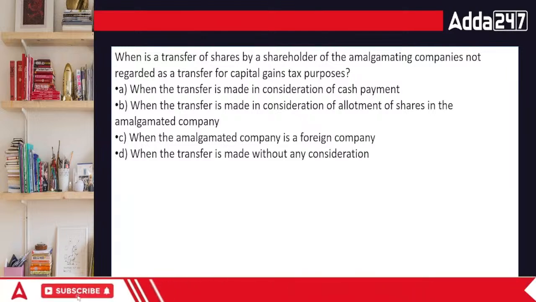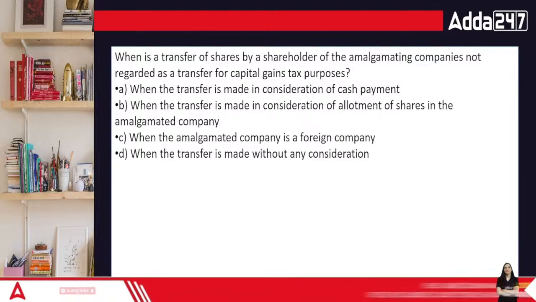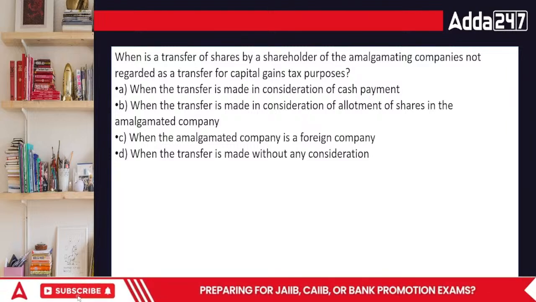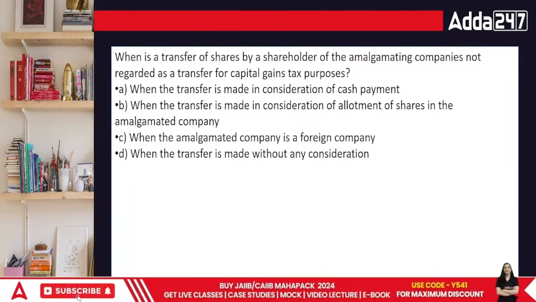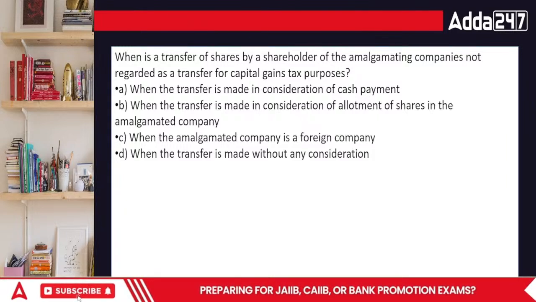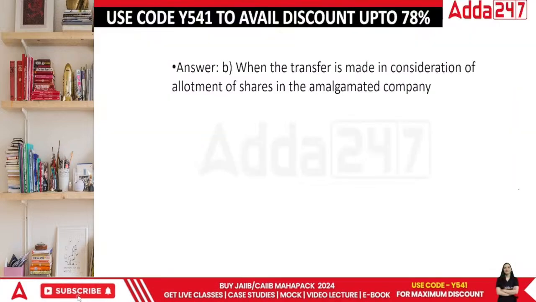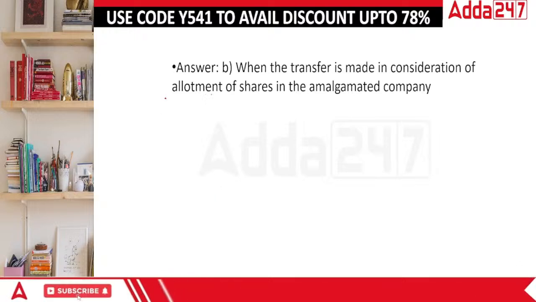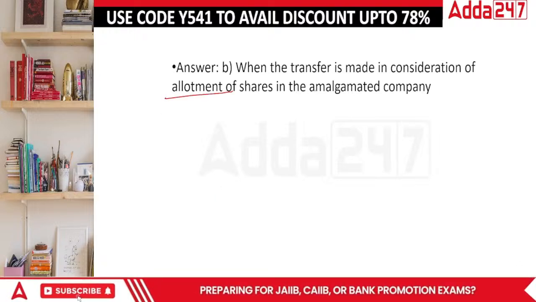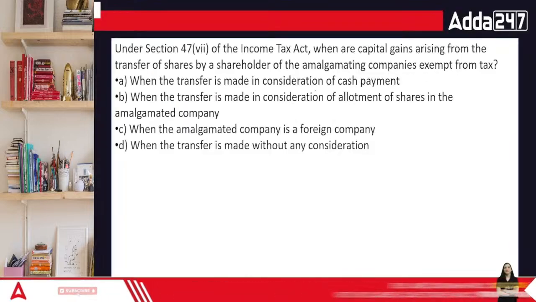When the transfer is made in consideration of allotment in the amalgamated company, when the amalgamation is with the foreign company, it is considered here. When the transfer is made without any consideration, I think if we talk about shares now, if you have shares, you give shares. When the movement is totally on the basis of shares, it's based upon only one thing. When the transfer is made in terms of allotment, shares versus shares, there's no movement, right? Chaliye.